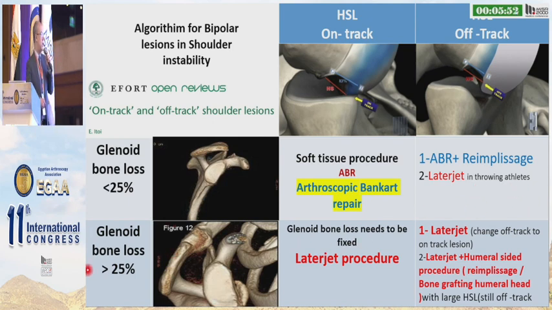If the glenoid bone loss is more than 25% with a Hill-Sachs lesion which is on-track, the glenoid bone needs to be reconstituted and we will go for a Latarjet. However, if the Hill-Sachs lesion is off-track, the Latarjet is our main option, but if the Latarjet alone couldn't restore the Hill-Sachs lesion to be on-track, then we will add a humeral-sided procedure like the remplissage or bone grafting for the humeral head.